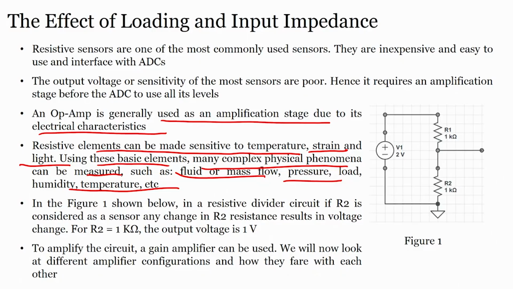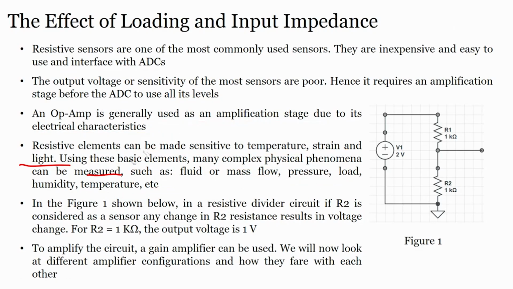So, coming back to the screen. Until here is okay. First, resistives are most useful, output voltage is poor, sensitivity is poor, operational amplifier is used for the amplification stage, and resistive elements can be used for several applications. Now, let us see this particular figure. What is this figure? It is very easy to understand. It is a potential divider.